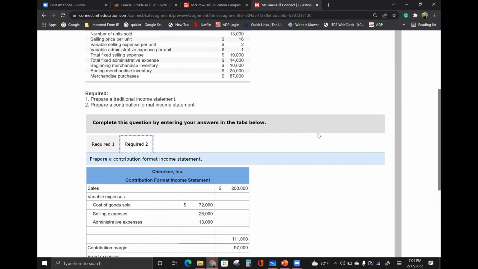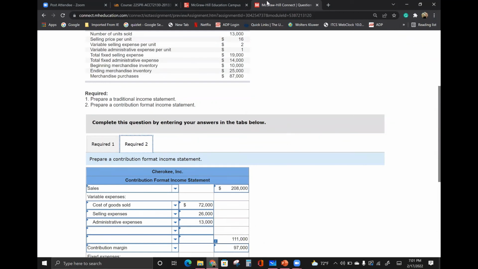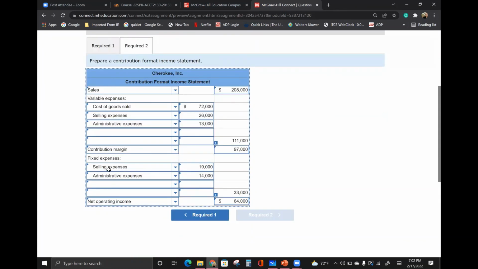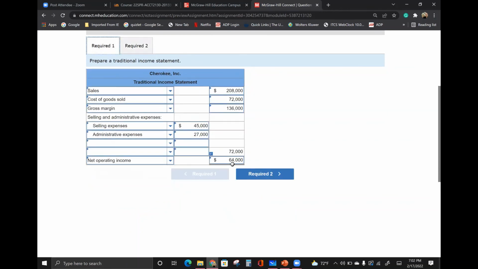And then we do the other format, which is going to be a little bit different on how we break it down. So notice the variable expense is up here, and we'll calculate them separately. So we have the variable up here with the cost of goods sold. And then you just deduct and get the 97,000. And then at the bottom is just what they gave you for the expenses, the 19 and the 14, which is the fixed. Okay, and get net operating income of 64. And then it should match.